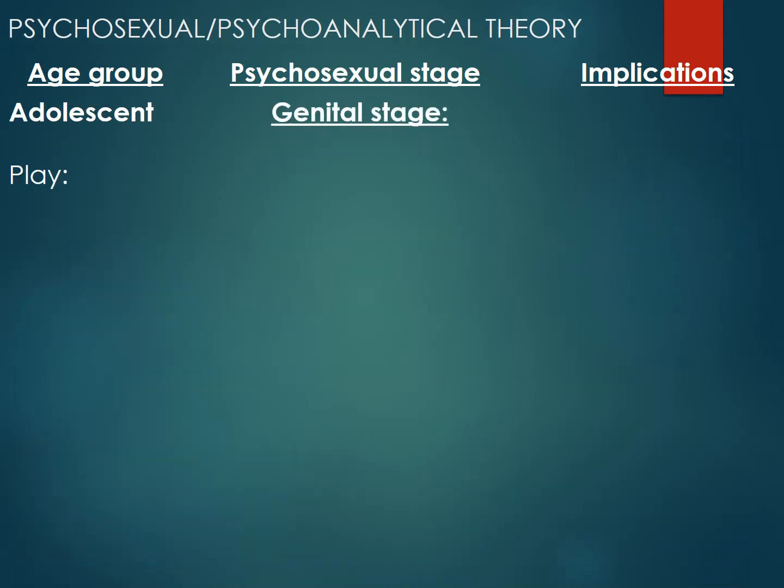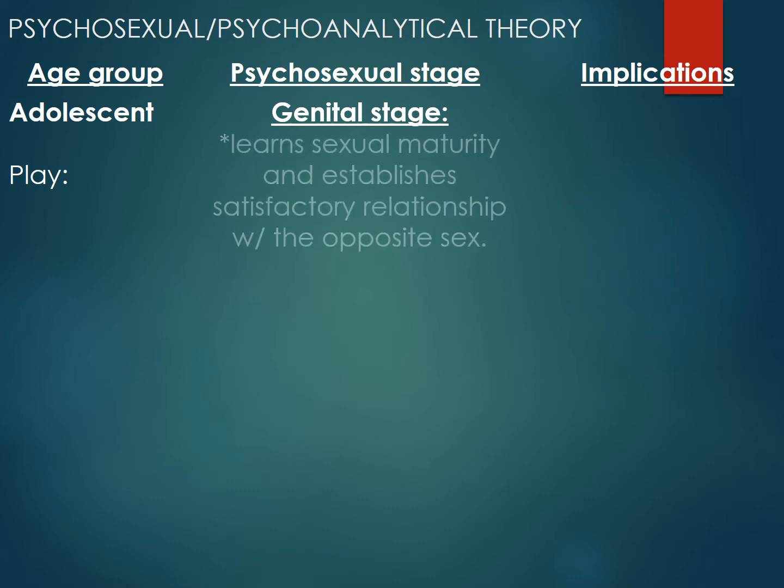Now, we also talk about the adolescent period wherein they are under the genital stage of the psychosexual development. Sabi dito, the adolescent starts to learn about sexual maturity and they start to establish satisfactory relationships with the opposite sex. Kung kanina po sa preschool period, yung bata po interested siya sa kanyang sariling sex organ, during the adolescent period, their interest will already stem out of their body.